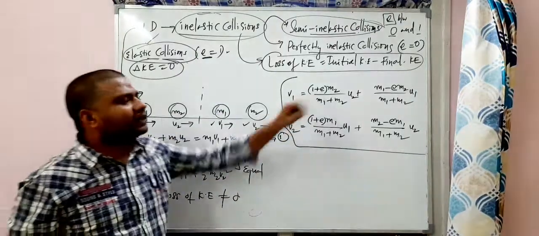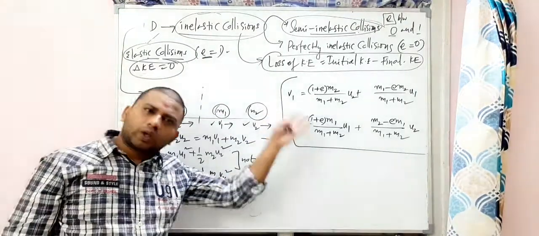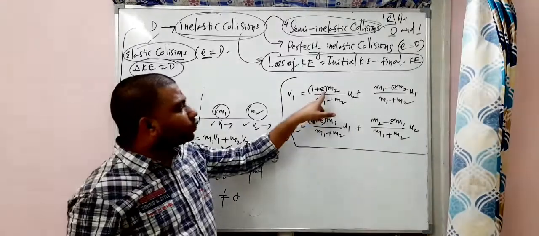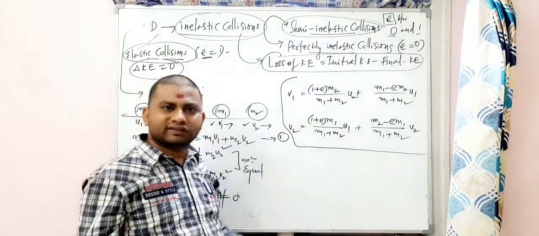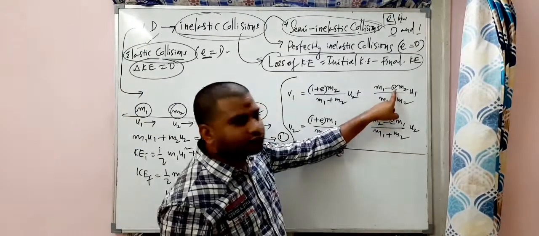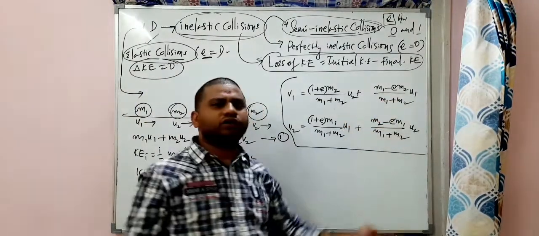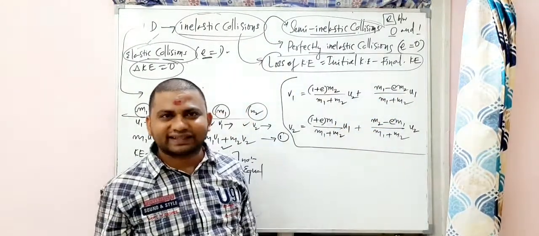Substitute e is equal to 1 there. So e is 1, 1 plus 1 is 2m2. Here e equals 1, substitute, m1 minus m2. Yes, that's what we discussed in elastic collision.